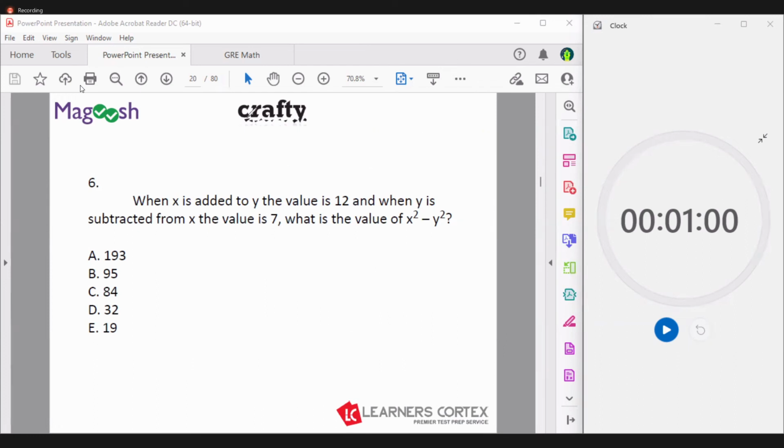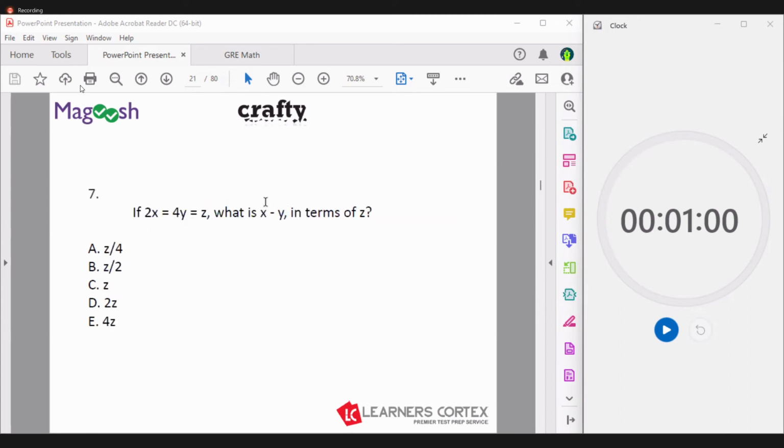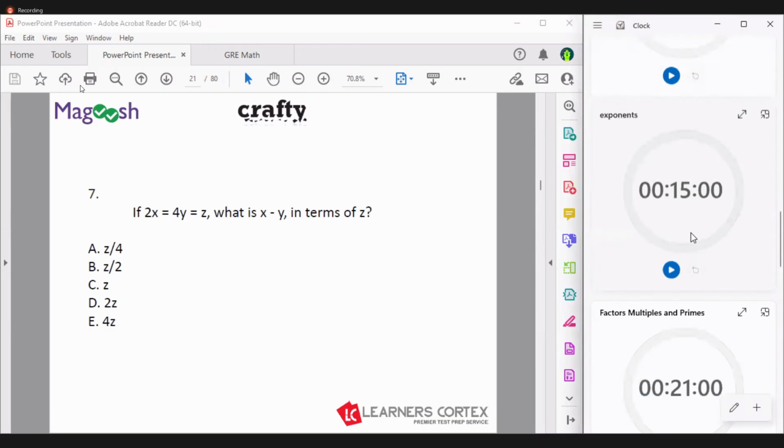So let's start with the questions then. I think we discussed this one as well. 2x equals 4y equals z. What is the value of x minus y in terms of z? No, sir. Okay, then we'll start with this. This wouldn't take more than 45 seconds.